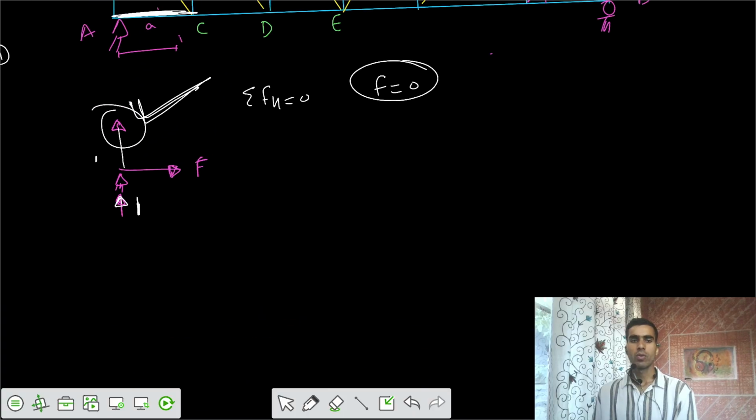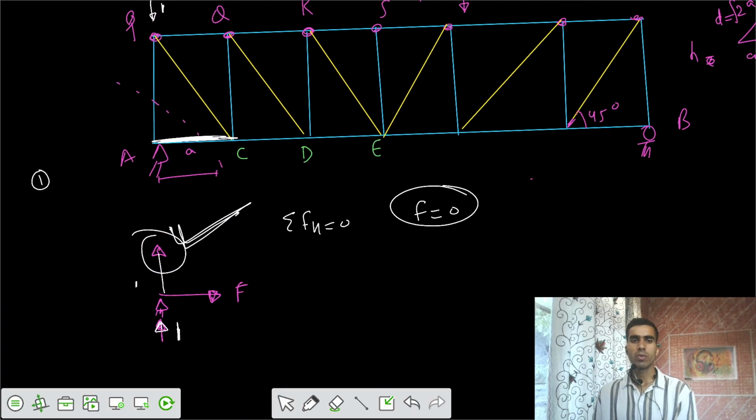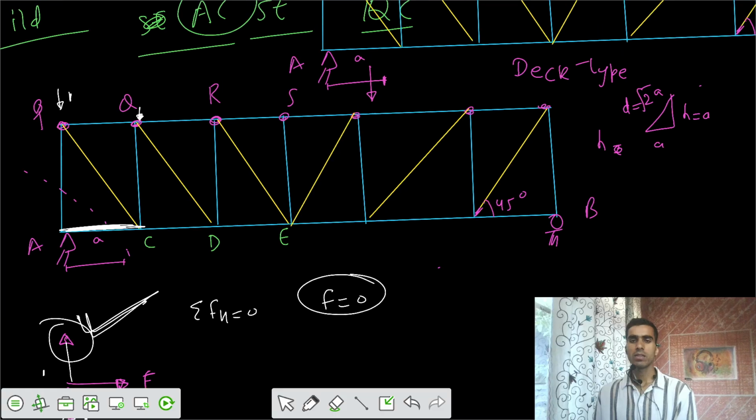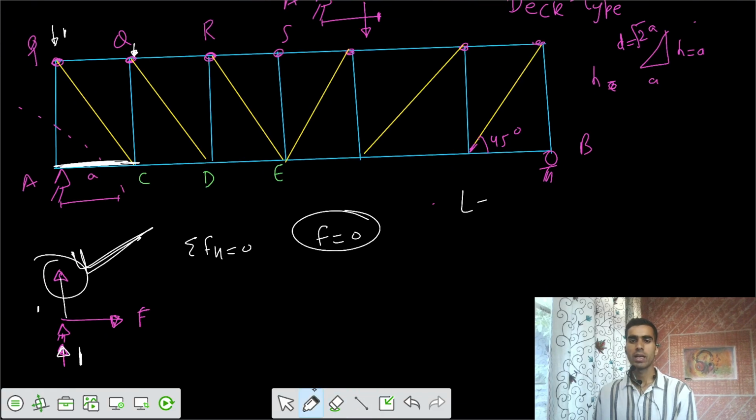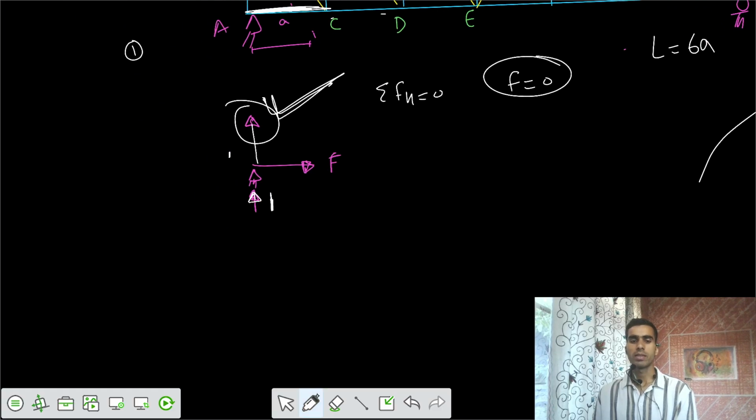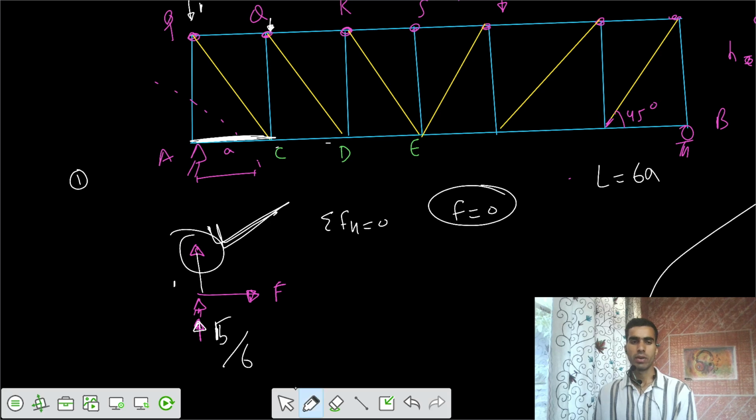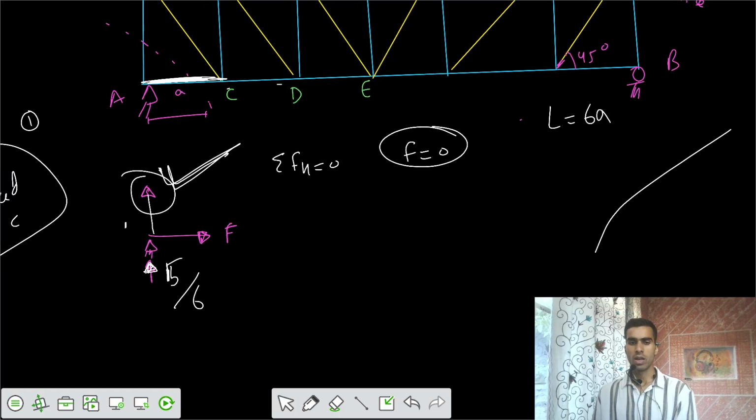Now take the loading at joint Q. What is the reaction when the load is at joint Q? We have six panels, L equals 6A: 1, 2, 3, 4, 5, 6. So the reaction would be 5 by 6. Second case: the load was at C, then the reaction is 5 by 6. That would be taken by this member, so the horizontal would be 0.